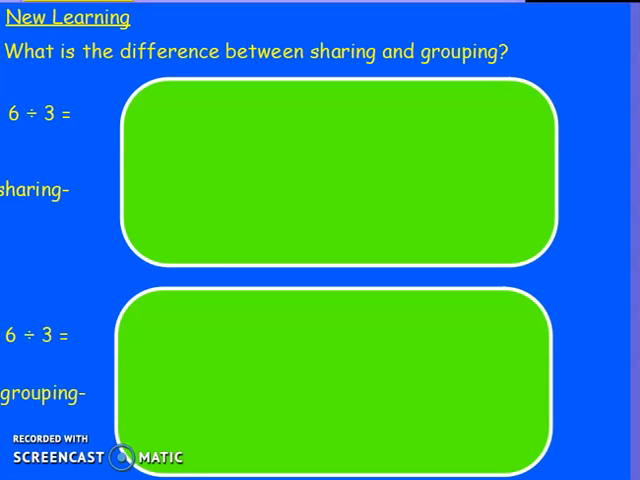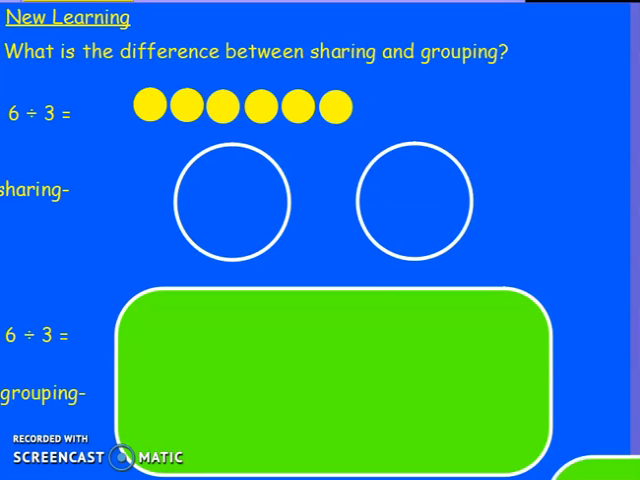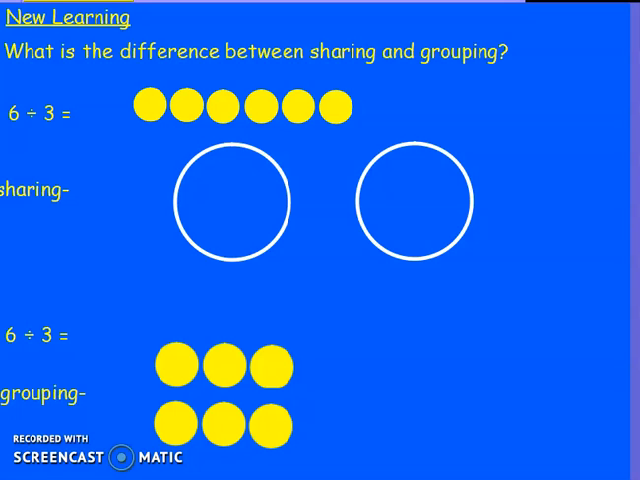Okay, let's have a look at another example. Here we've got 6 divided by 3. Pause the video and in your maths book, have a go at working this calculation out using the sharing method. Once you've done that, see if you can do the exact same calculation, but this time using the grouping method. Press play when you're ready to go through your answers.